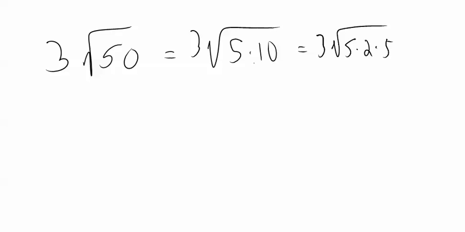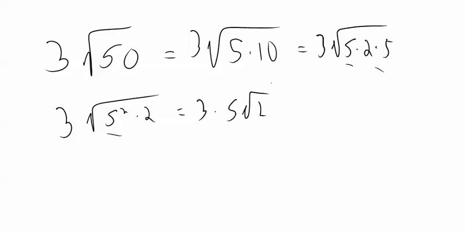And now when I do this one here, 5 times 10, so this is 5 times 2 times 5, which is the same as 50. But now I get 2 5's in here. Now I notice that this is in fact the same thing as writing 3 times, well, 5 times 5 is 5 squared, and then I got this 2 left over. Well, the square root of 5 squared is just 5. So in fact, this just becomes 3 times 5 square root of 2.